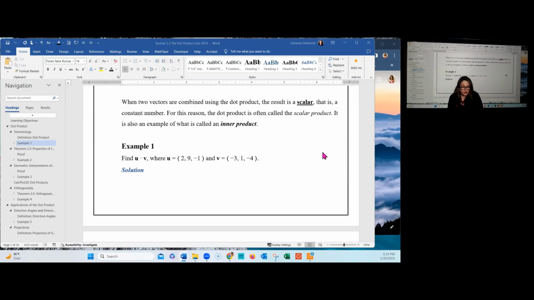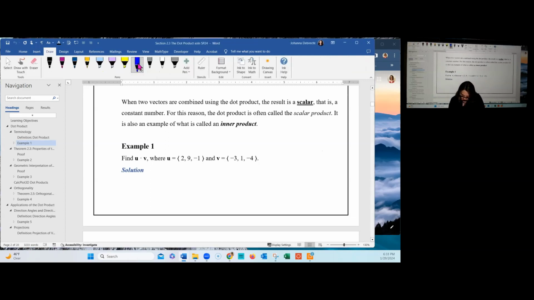To compute the dot product, we're simply going to take vector u and dot it with vector v. So this is going to give me ⟨2, 9, -1⟩ in component form with the angled brackets, dotted with ⟨-3, 1, -4⟩. Now, when you do the dot product, you do have to write the dot. You can't leave it off.